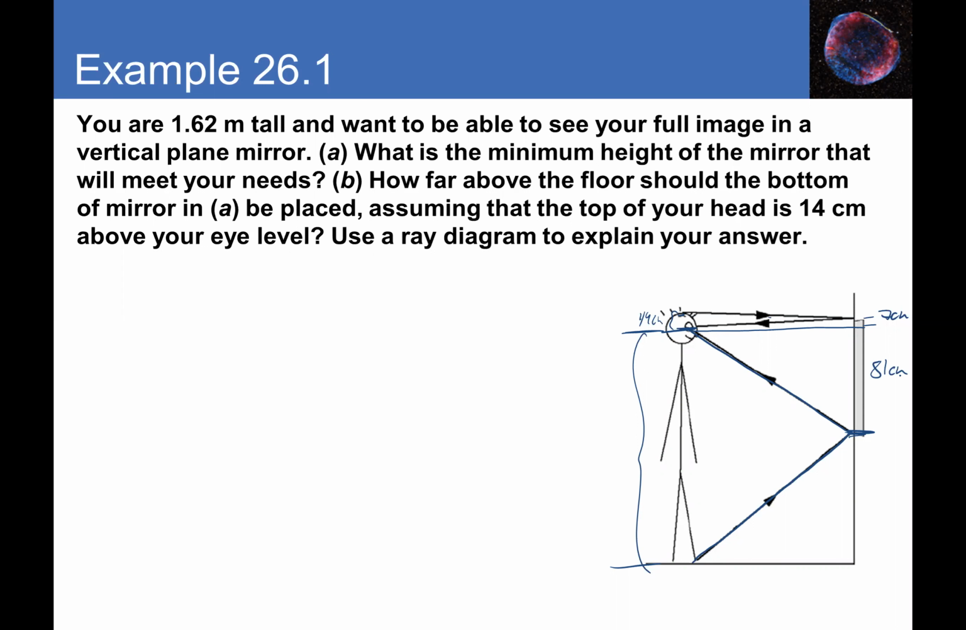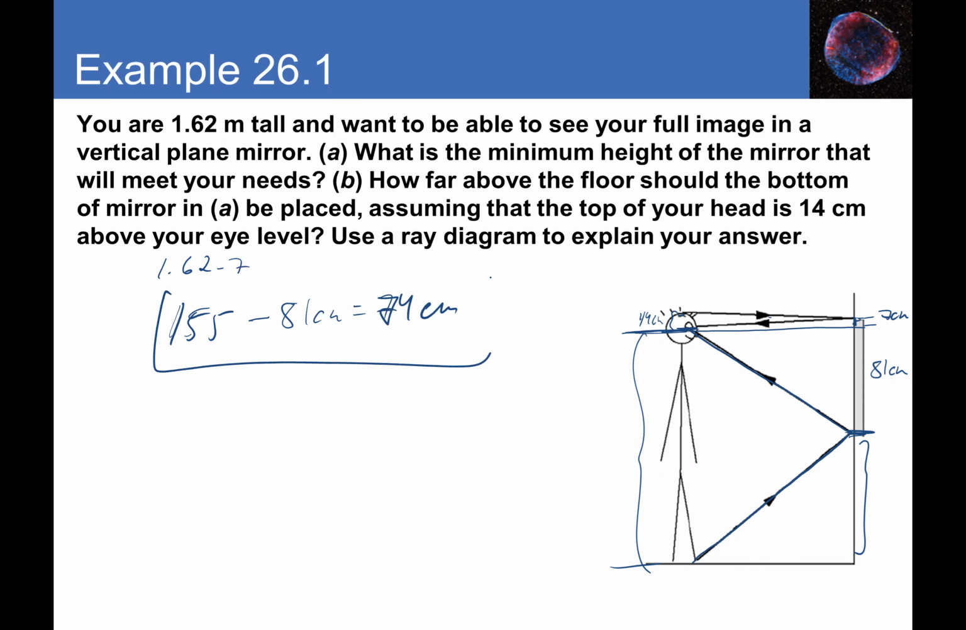And then what you do here is, how high above the ground should it be? Let's say you take 155, which is 1.62 minus 7. So you take that, that's 7 over there, minus 81 centimeters. So you get 74 centimeters. That means the mirror here should be 74 centimeters above the ground.